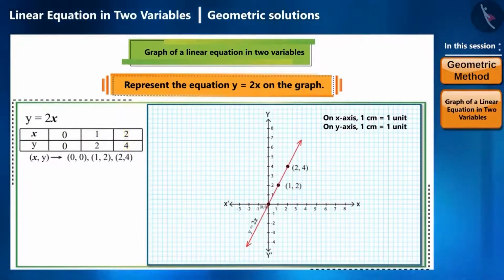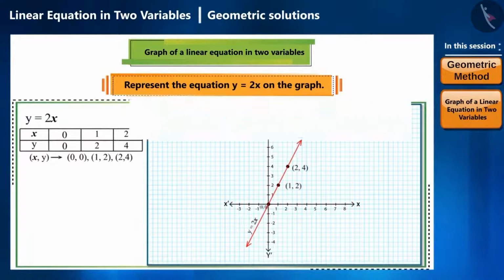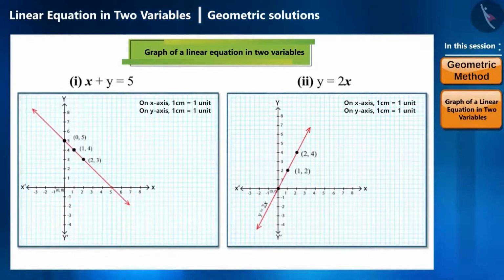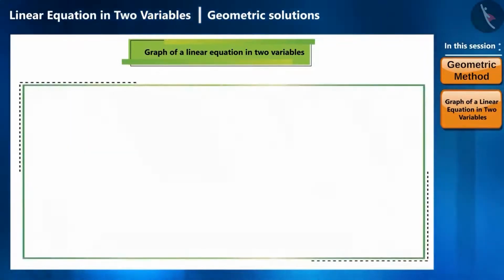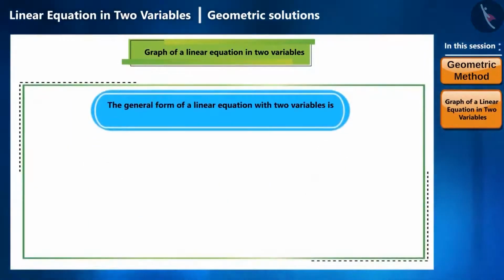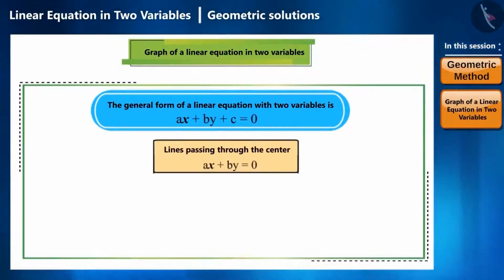And draw a line connecting these points. Now, when we compare these two graphs that we have made, we can see two types of lines. One of them does not pass through the center, whereas the other one passes through the center. The general form of a linear equation with two variables is ax + by + c = 0. In this general form, if c is equal to 0, then the line will pass through the center.